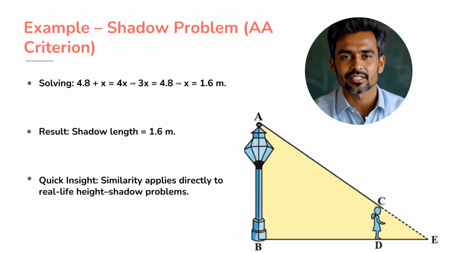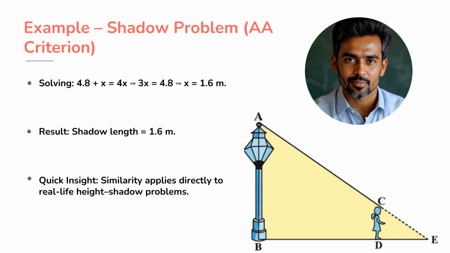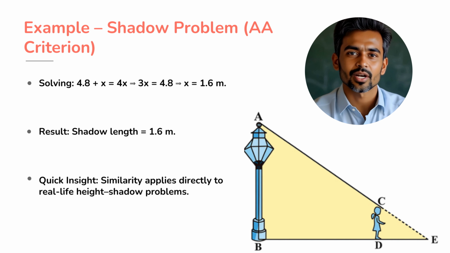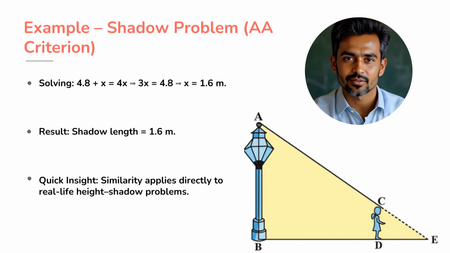Pretty cool, right? This concept of similarity in triangles doesn't just apply to lamps and shadows, but to lots of real-life situations. Whether you're measuring the height of a tree or determining the length of a shadow cast by a building, this is the kind of mathematical thinking that makes problem solving easier and more intuitive. So, next time you're out in the sun, look at how shadows change as you move. Now you'll know exactly how to calculate their length with a little help from geometry.